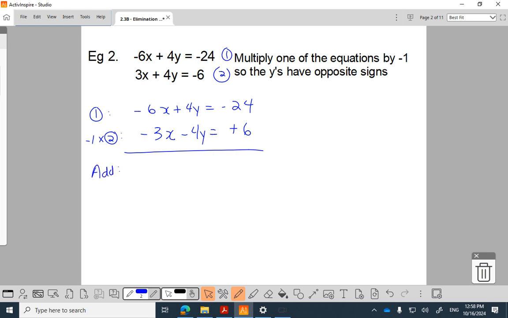Negative 6 plus negative 3. What did you do in the second? I multiplied everything in that second equation by negative 1. I multiplied 3x by negative 1, negative 3x. I multiplied 4y by negative 1, and I multiplied negative 6 by negative 1. That way, now it was positive 4y and negative 4y. They matched up, and they were opposite signs. Some people will like that a little bit better.